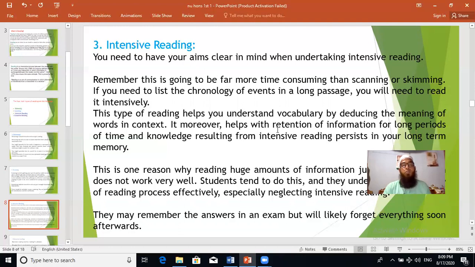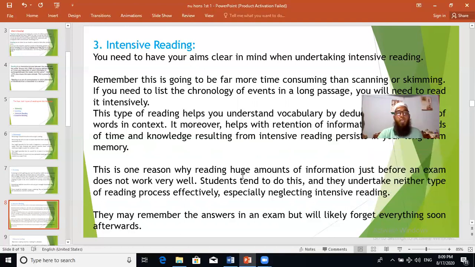It moreover helps with retention of information for long periods of time, and knowledge resulting from intensive reading persists in your long-term memory. Have you got the meaning? It means through intensive reading, what information we receive or what knowledge we gather remains in our memory longer than skimming or scanning.